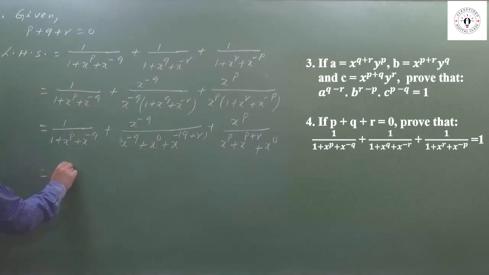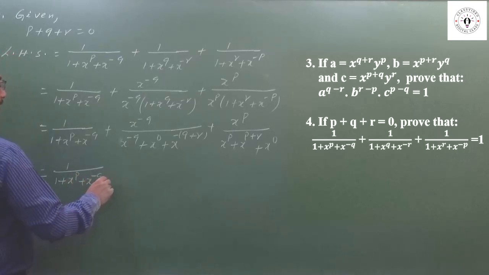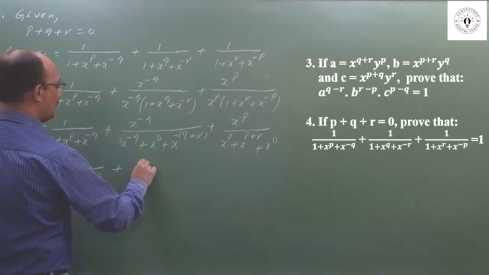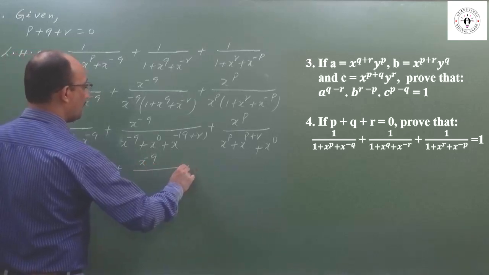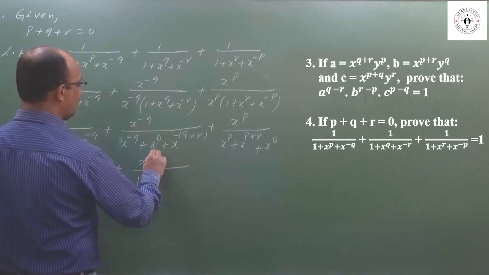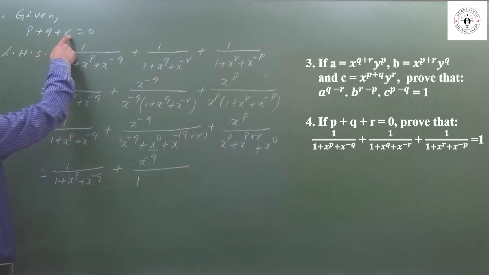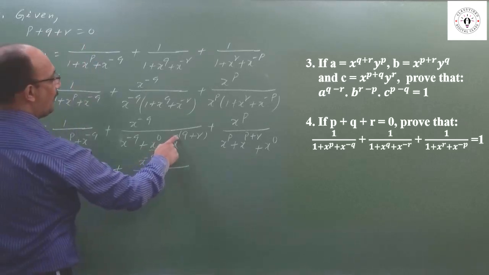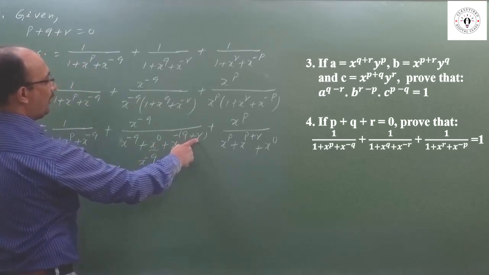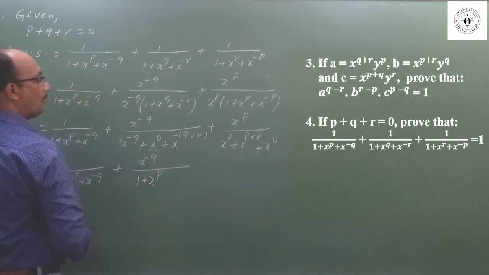Now look here, the first fraction is the same: 1 plus x to the power p plus x to the power minus q. If we move to the second fraction, the numerator will be the same. x to the power 0 means 1. And look here, this term I have taken, q plus r. So q plus r equals what, from here? q plus r equals minus p, and minus we have already here. So minus minus plus, it becomes x to the power p.